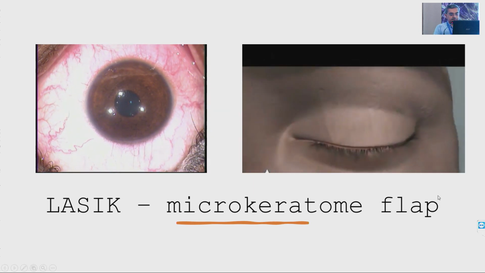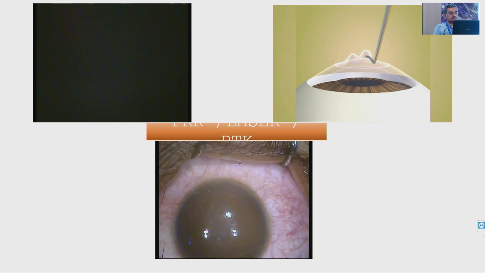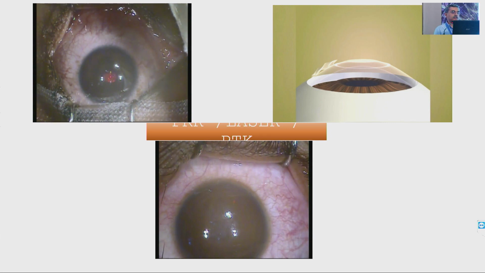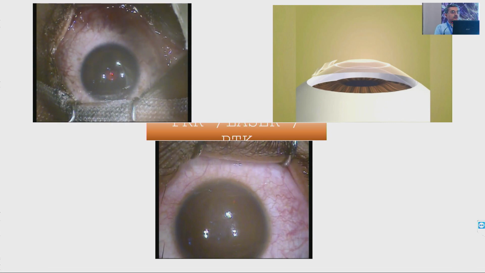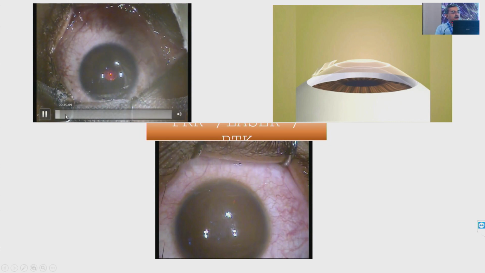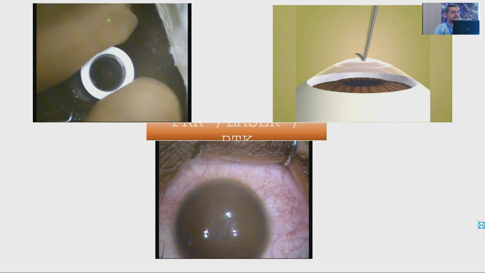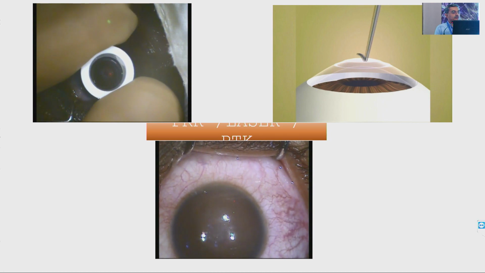In PRK or epi-LASIK, what we normally do, in cases where there is not enough thickness for the flap to be made, is remove just the epithelium and put the laser directly onto the Bowman's membrane. Here you can either scrape out the epithelium, or you can use alcohol solution to loosen the epithelium. Once it is kept for around 10 to 20 seconds, it can be removed.